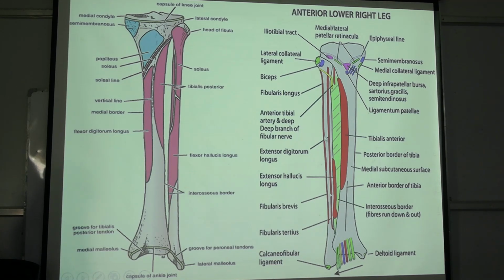So, extensor digitorum longus, extensor hallucis, we have seen these extensor muscles coming in the front of the foot region as well. When you were doing the dissections in the previous week, we dissected the extensor hallucis and extensor digitorum muscles, which attach on the medial side, near the interosseous border, on this surface. So these two muscles need some memorizing.